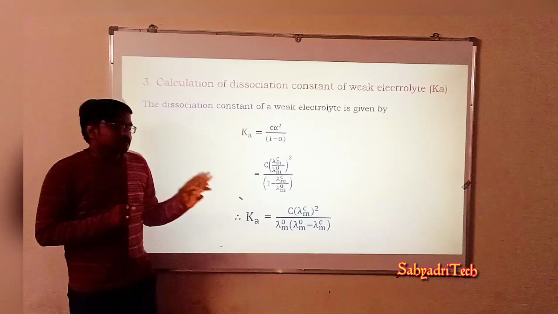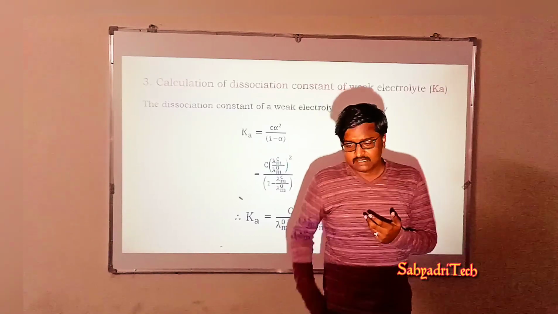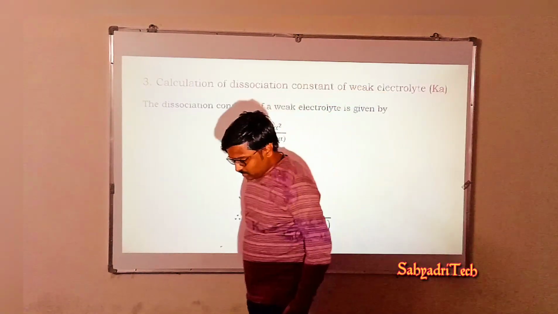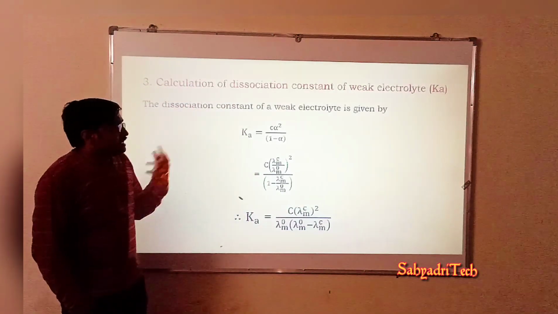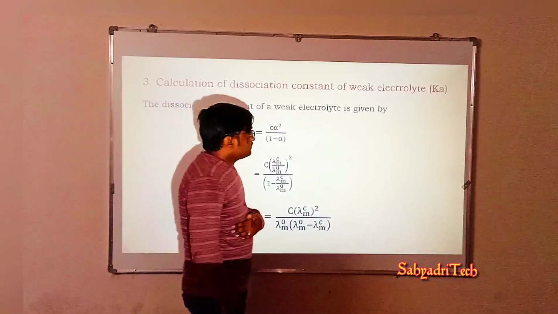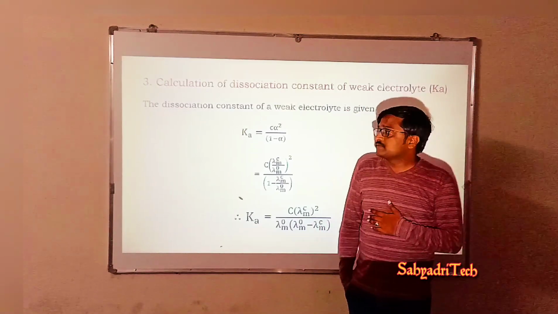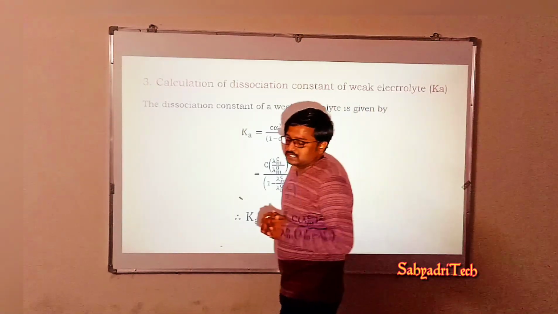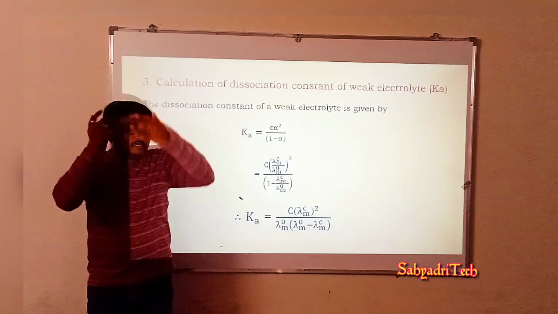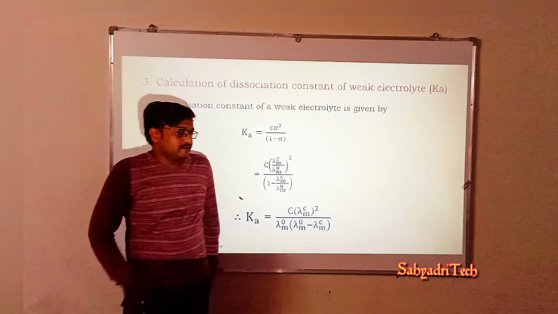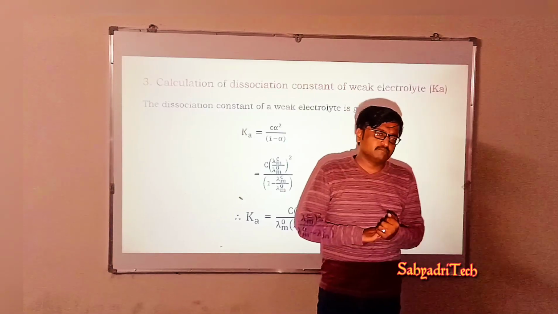Overall, these are the three applications of Kohlrausch's law. What is the first application? Calculation of the limiting molar conductivity of a weak electrolyte. Second application, calculation of the degree of dissociation of an electrolyte. And the third application, calculation of the dissociation constant of an electrolyte. So that covers Kohlrausch's law, its statement, some observations made by it, and its applications.